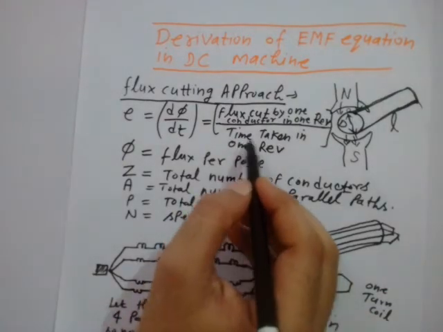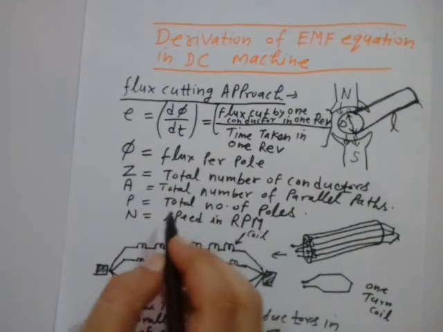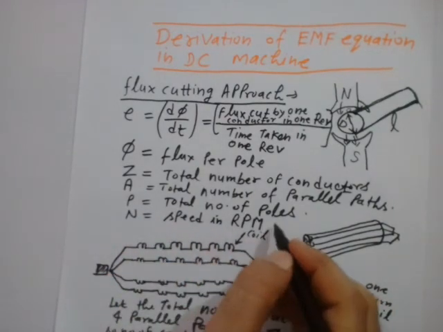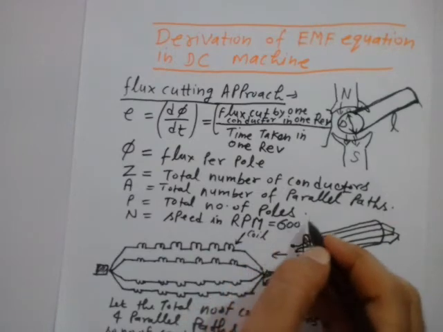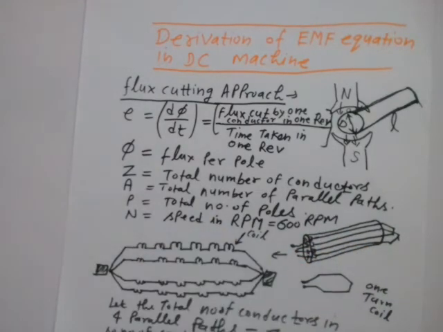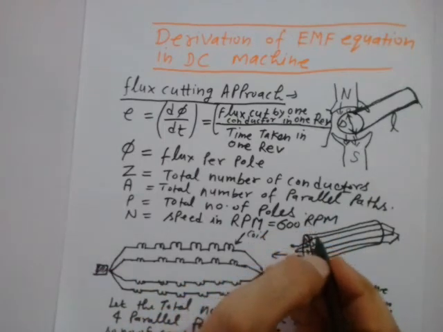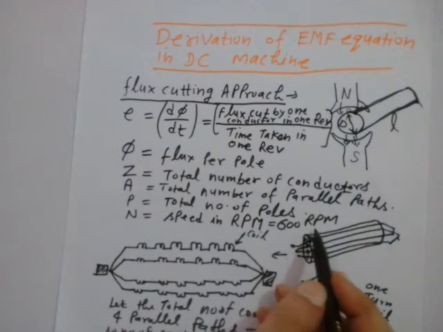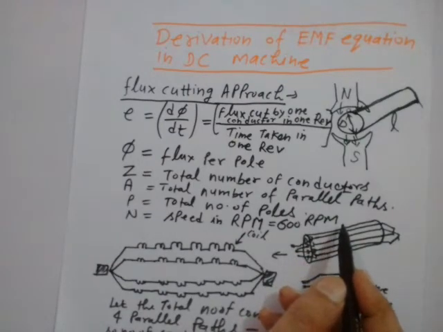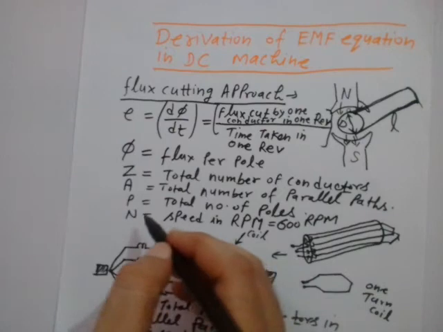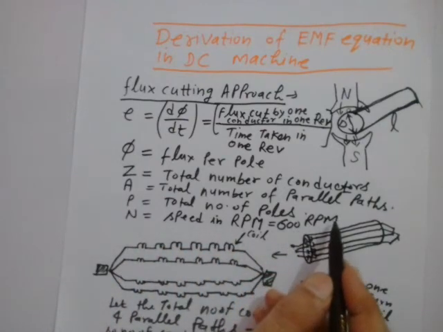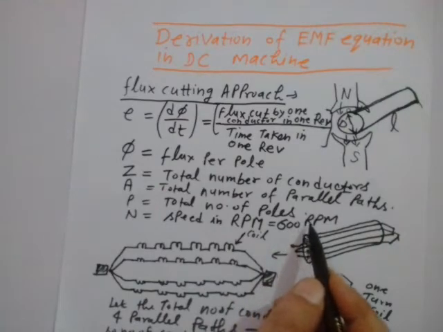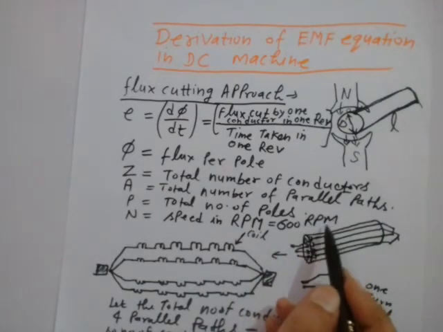Now, what is the time taken in one revolution? You said that n is the speed in revolutions per minute, right? So suppose this is equal to 600 rpm, 600 revolutions per minute. That means 600 revolutions take how many seconds? 60 seconds, right? For example, I am taking n is equal to 600 rpm. So what is the meaning of this? The meaning is that a total of 600 revolutions will take 60 seconds or 1 minute.